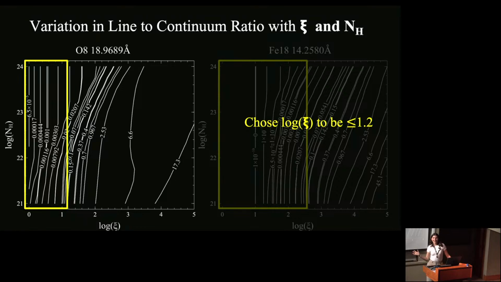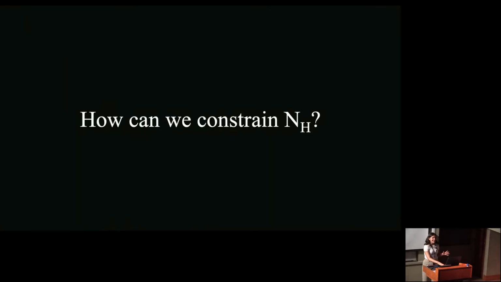So now I have explained to you how I was able to find this photoionization parameter, but clearly I still have not thoroughly constrained that column density. So keep in mind that's still in the log scale. So we have something like 10 to the 21 ranging all the way to 10 to the 24. So how can we constrain this column density?